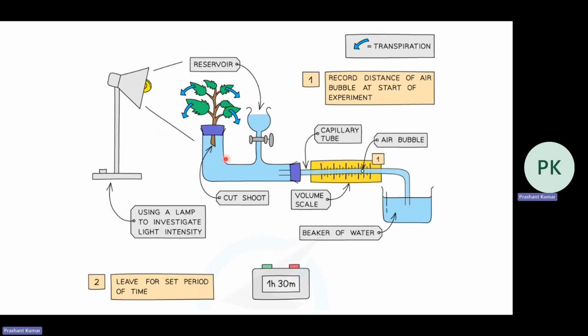Setup is very simple. This is the potometer. This is your delivery tube. There is a scale on it called the volume scale. This is the beaker. The air bubble is present here. You can see this is the capillary tube, a thin tube which connects the potometer to the water.